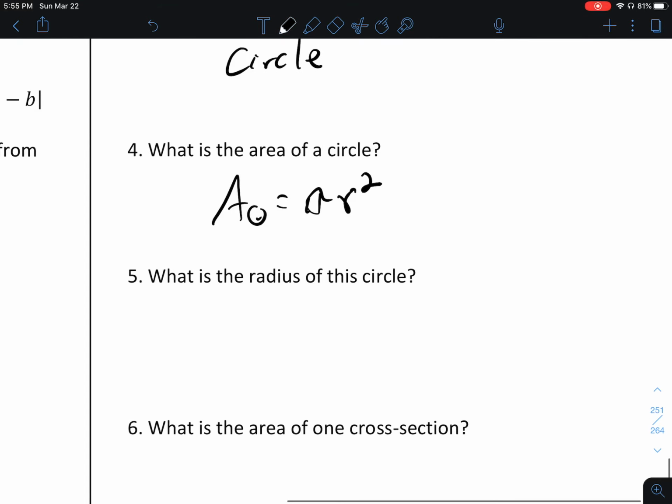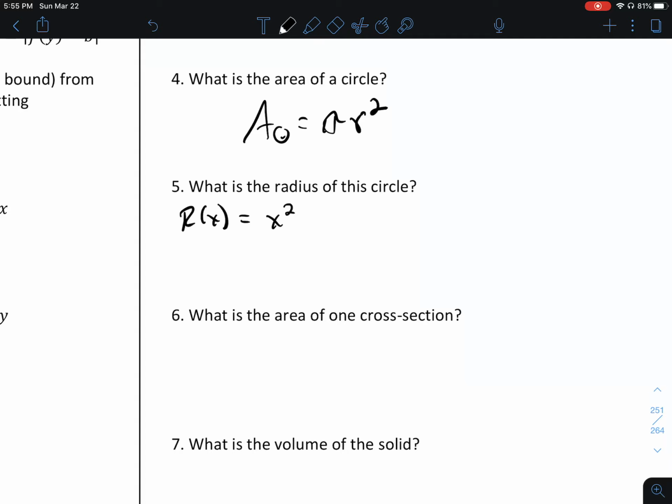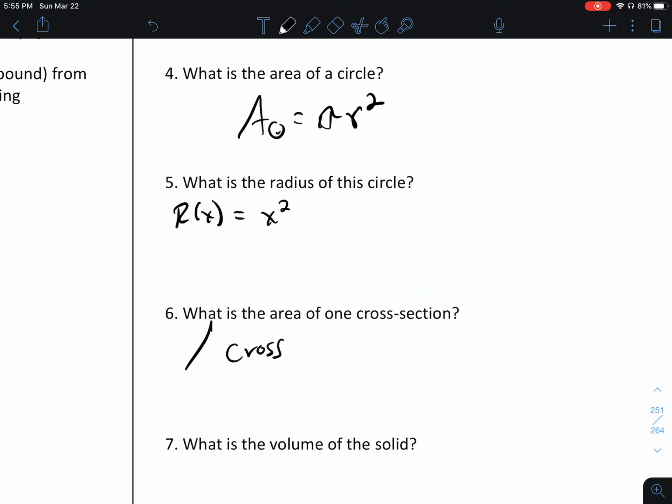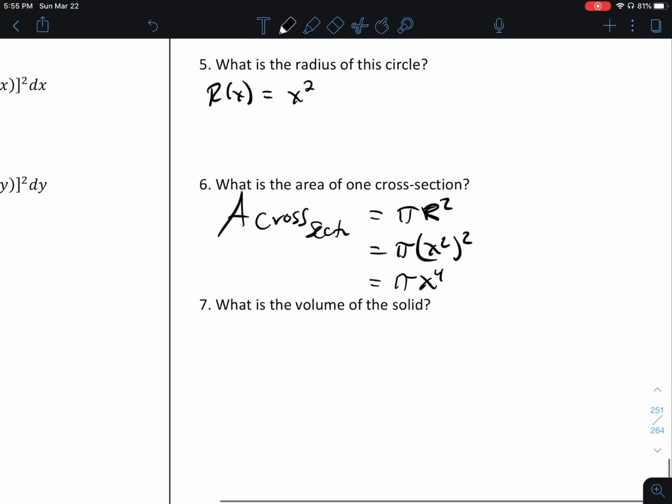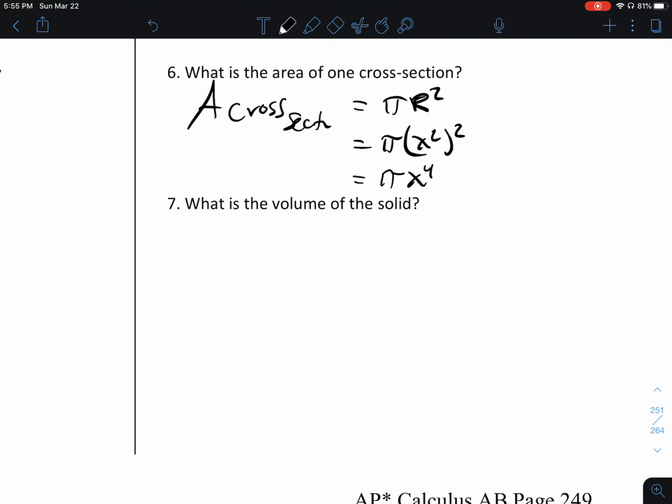So what is the radius of the circle? We're going to call that r, which is x squared. What's the area of one of these cross sections? Well, it's pi times the radius squared, so that's pi times x squared squared, which is pi x to the 4th. What's the volume of the solid then? And you know what, I regret doing this. We can just leave it like this in most cases.